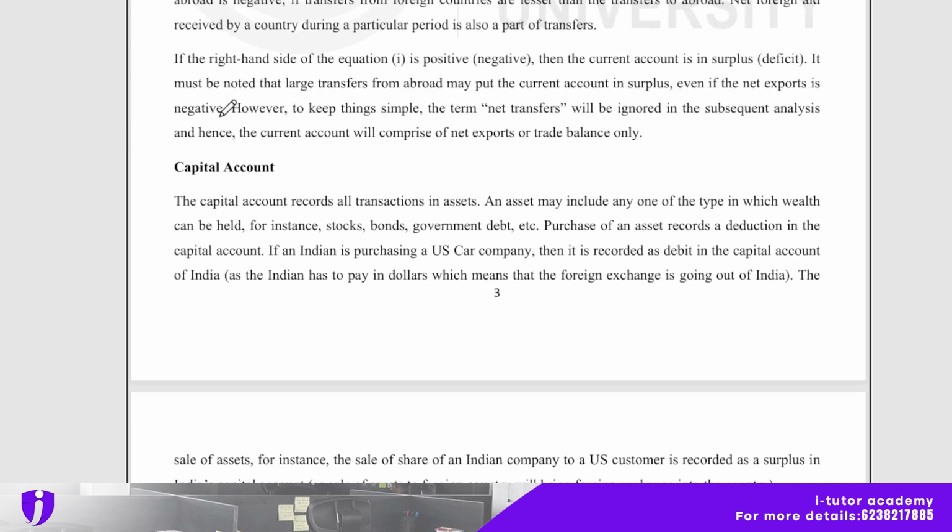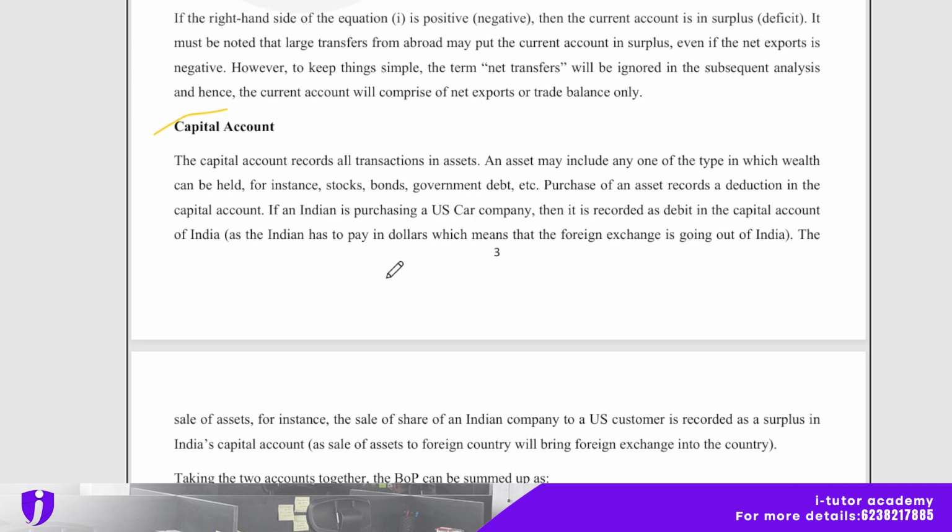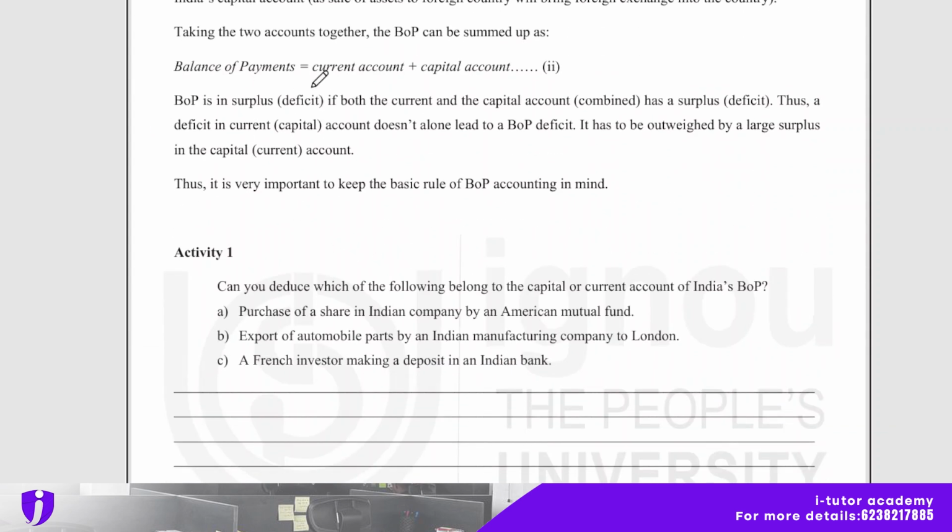And again, there is the capital account. The capital account records all transactions in assets, and assets may include any one of the types in which wealth can be held, for instance stocks, bonds, government debt, etc. Purchase of an asset records a deduction in the capital account. And the balance of payment is equal to current account plus capital account. That is the equation for balance of payment.